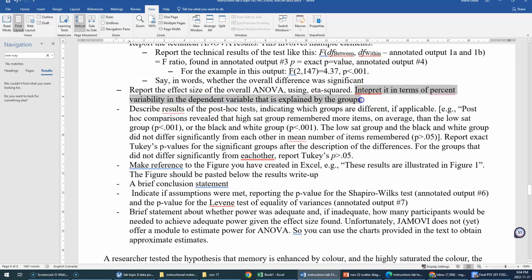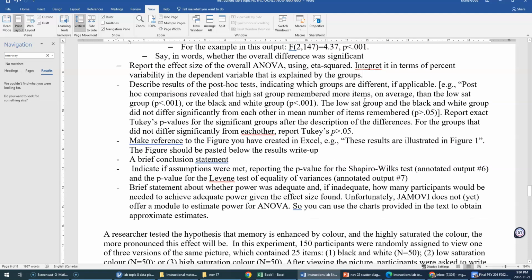So we went over this with examples in lecture. The part that is different about the ANOVA is that you're describing the results of the post hoc tests, right? The post hoc tests tell you, after you get a significant overall ANOVA result, a significant p-value for the F ratio, you have to go to the post hoc test to see where the significant mean differences are between the three groups that you were looking at.